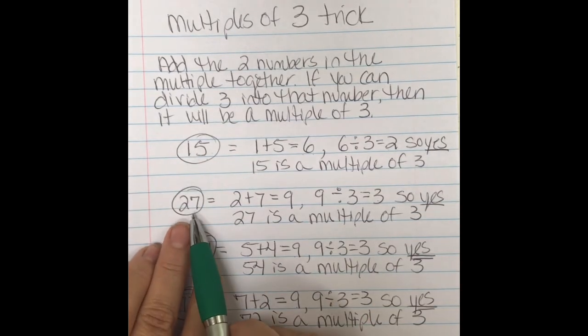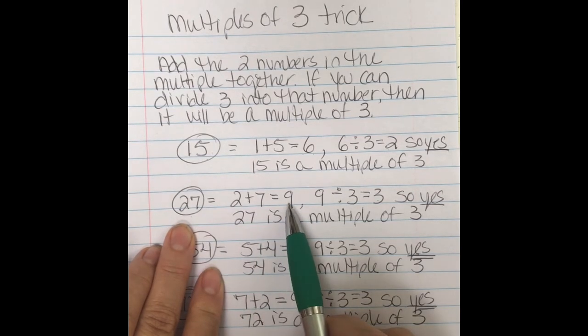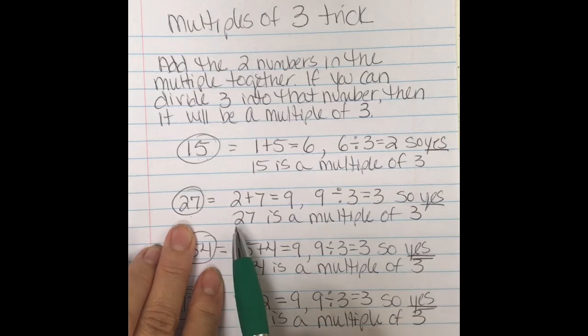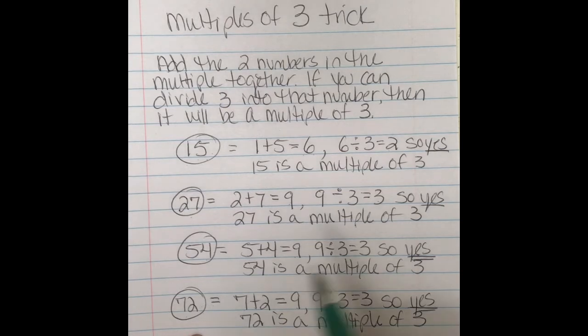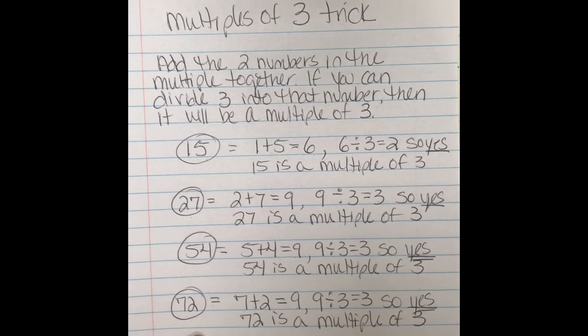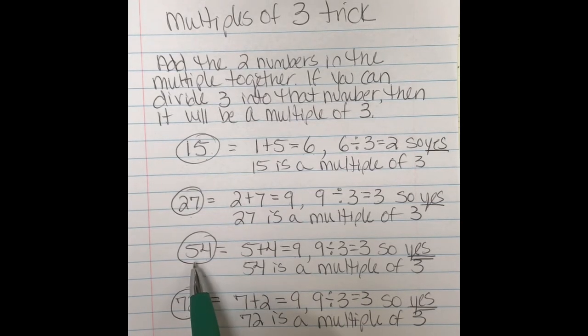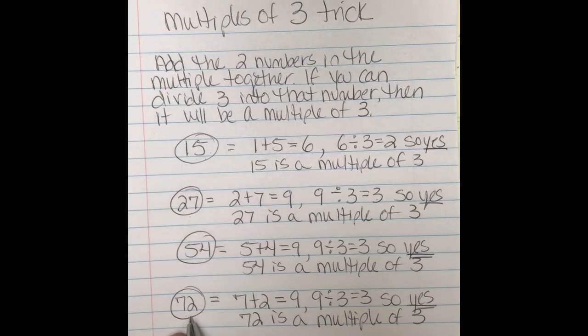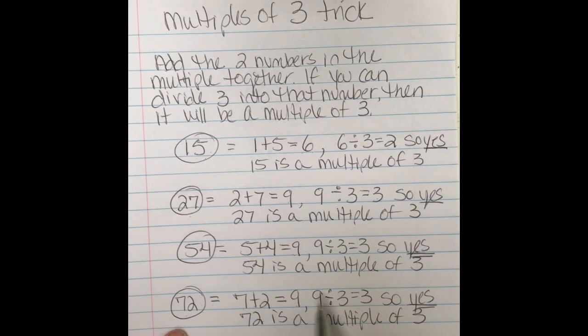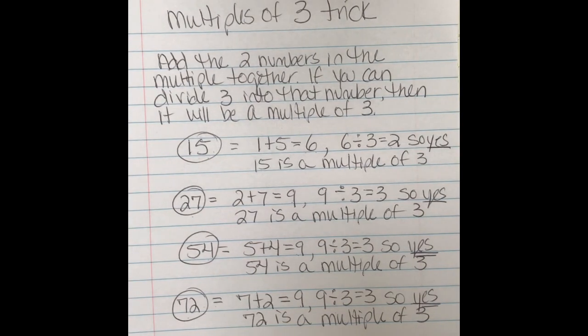Another example, 27. If you did not know if 27 was a multiple of 3, all you have to do is add 2 plus 7, you get 9. And 9 divided by 3 is 3. So yeah, 27 is a multiple of 3. This is really helpful, especially when you start getting in these bigger numbers, because eventually you will be able to just do long division to figure out multiples, but right now this is kind of a helpful little trick. So 54, I just add 5 plus 4, I get 9, and 9 divided by 3 is 3, so yes, 54 is a multiple of 3. Next one, 72. 7 plus 2 is 9, 9 divided by 3, so yes, 72 is also a multiple of 3. I hope that will be handy for you.